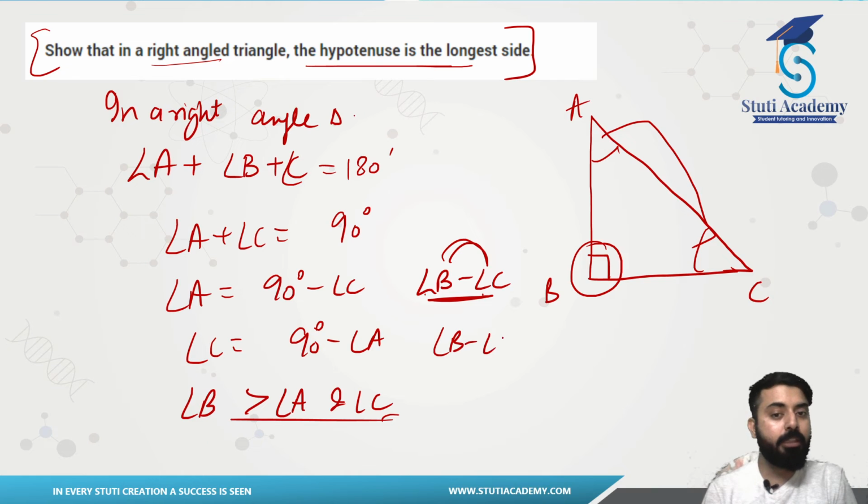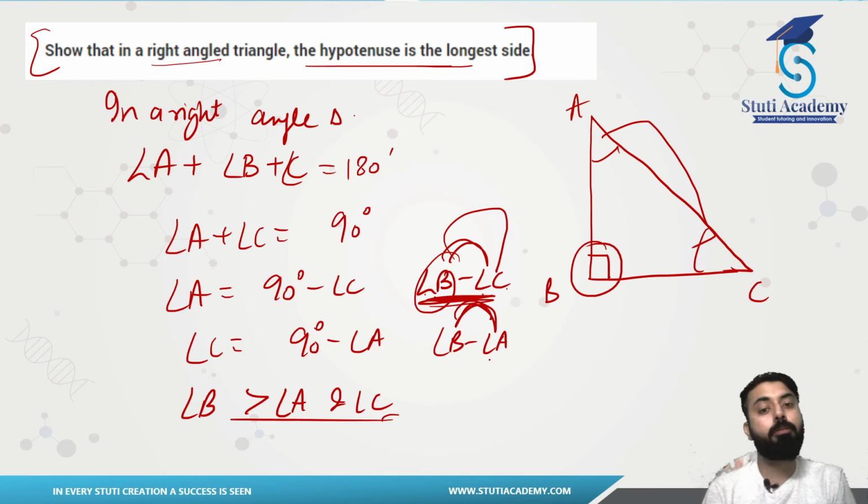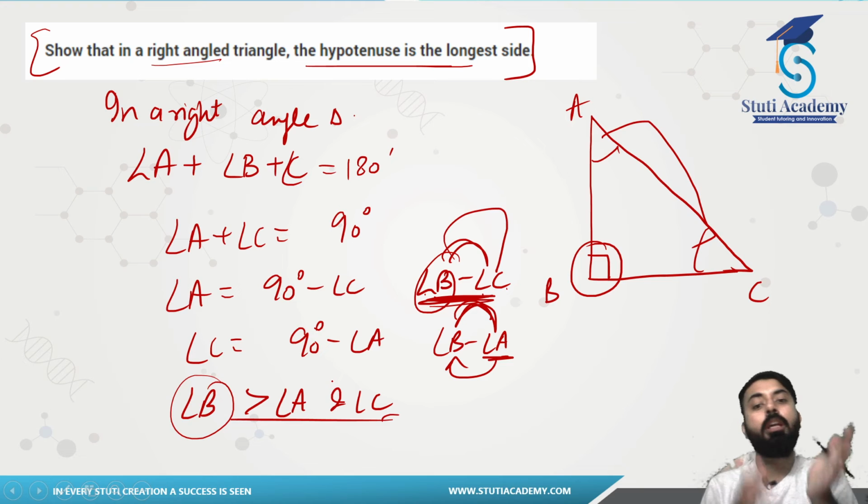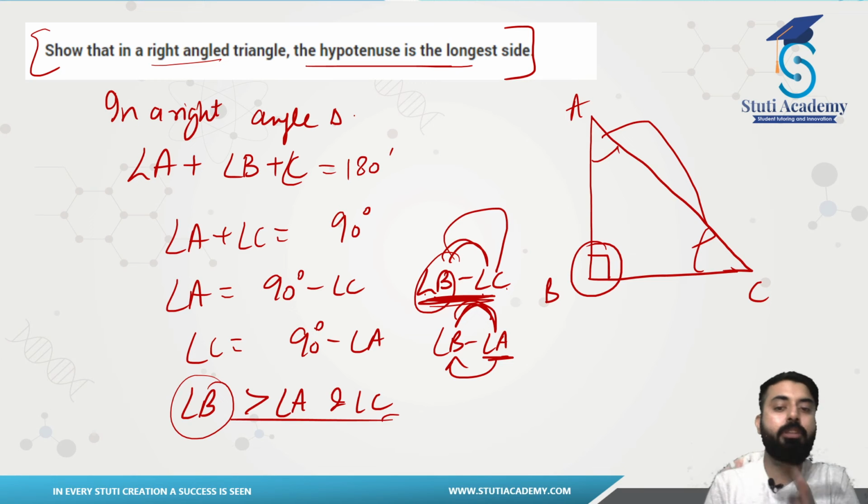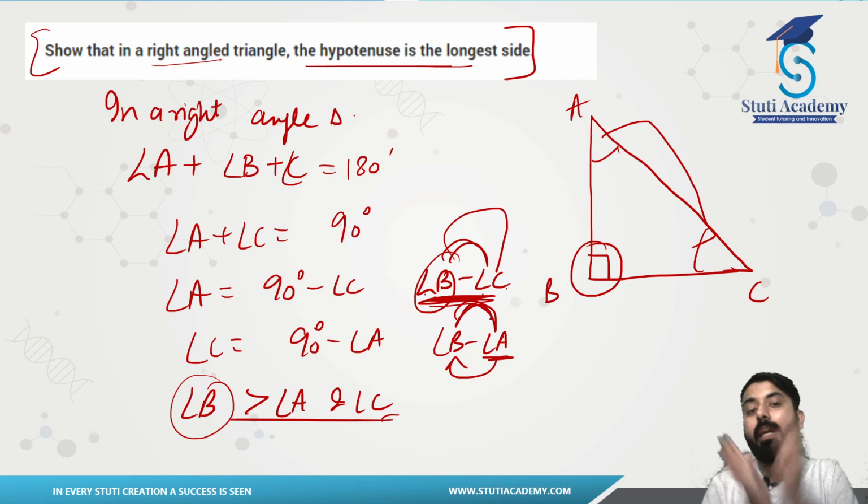Similarly, angle B minus angle A. You see angle B is greater than C, therefore we are subtracting C from B. Similarly, angle B is greater than A, that's why we are subtracting A from B. So in short, angle B is greater than both A and C. It does not matter which of those two is greater, but we have to verify that angle B has to be greater.